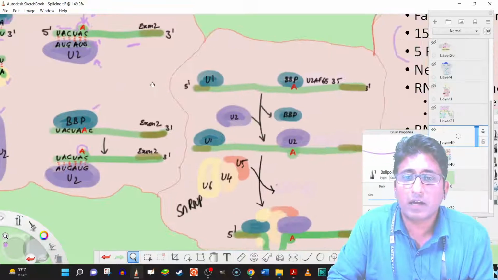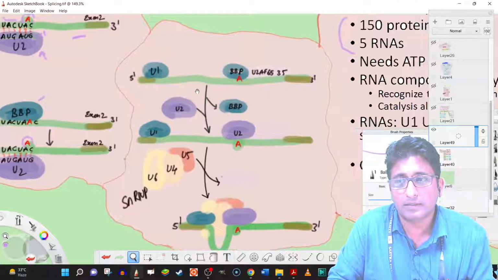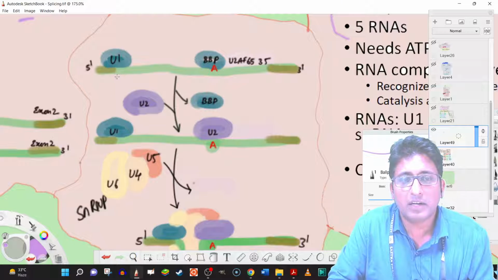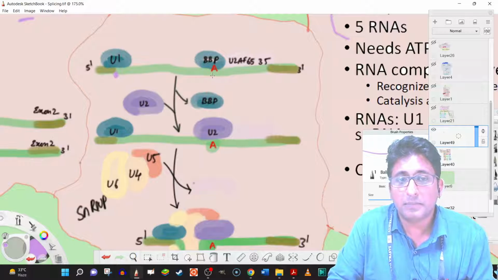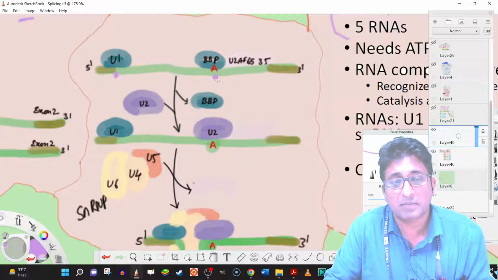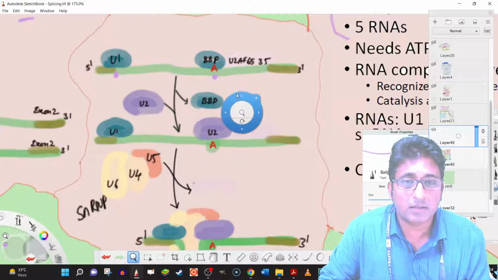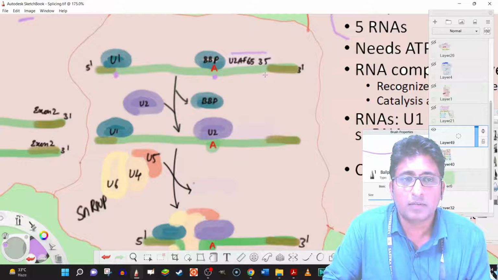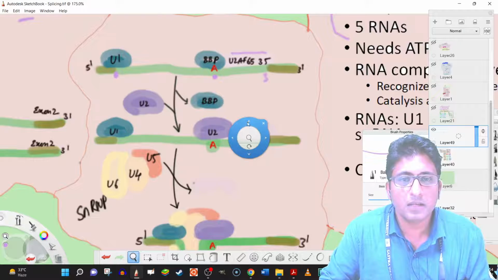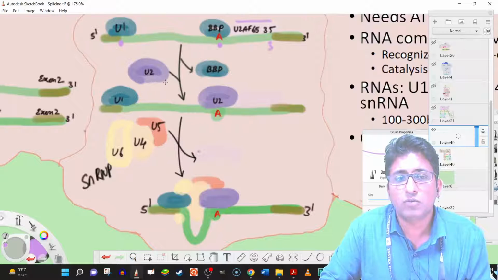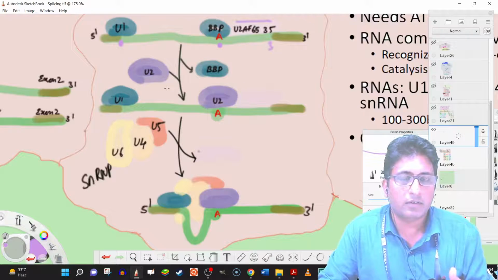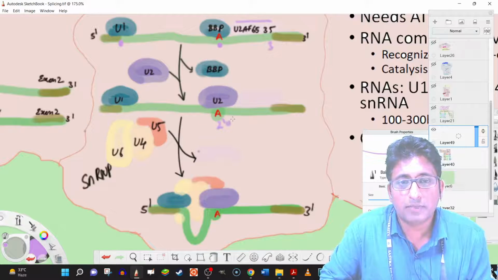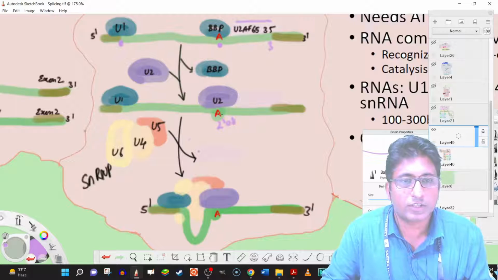Let's have a quick look at the sequence of steps that happen. First, we have U1 binding on the 5' splice site, and BBP, the branch point binding protein, at the branch site. And here we have U2AF 65 and 35 that bind the 3' splice site. BBP is replaced by U2, and U2 through its base pairing will allow the flipping of one adenine that doesn't base pair, and the 2' OH of that adenine will get activated at a later stage.